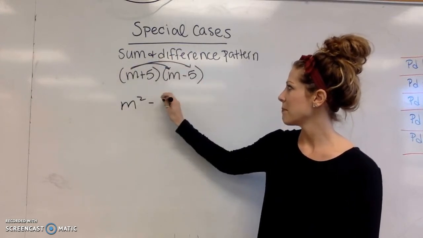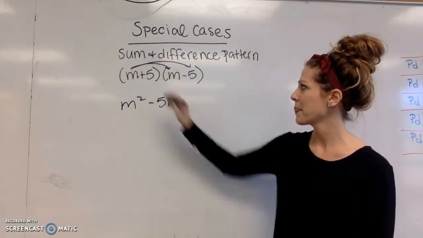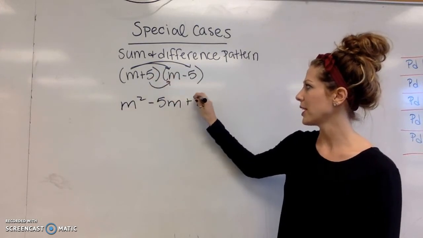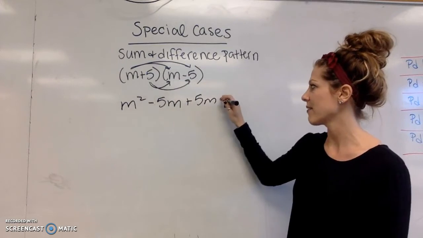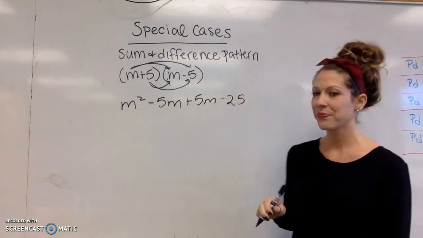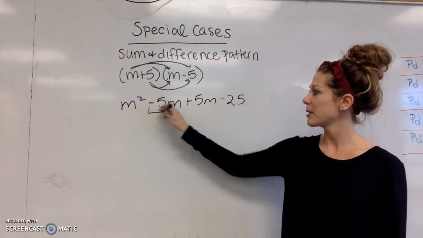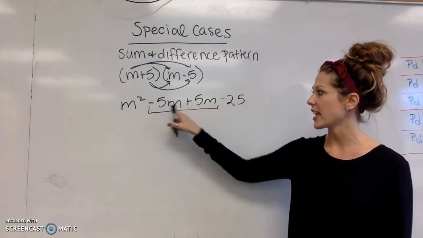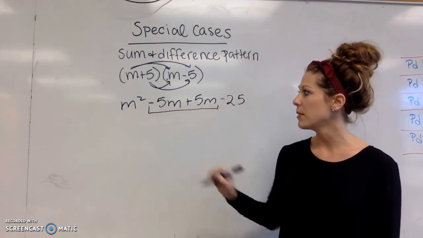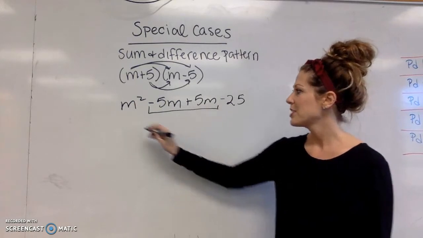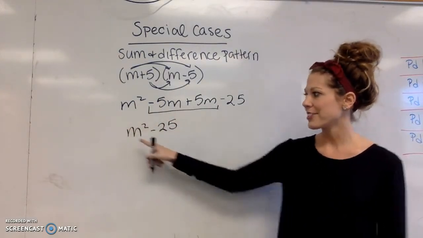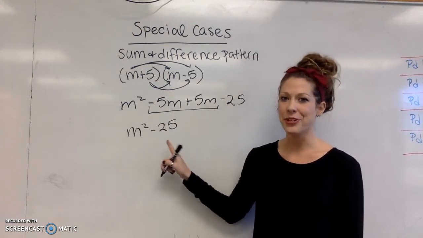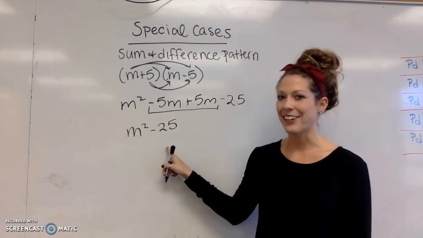Outer, minus 5m. Inner, plus 5m. And last, 5 and negative 5 give us negative 25. All right, notice when we combine our two middle terms, we have a negative 5m and a positive 5m. Those cancel each other out, so our final answer is m squared minus 25. This is called a difference of squares, and we are going to learn more about these later on.